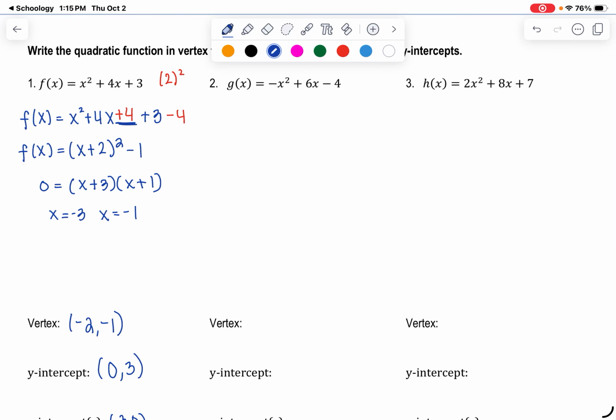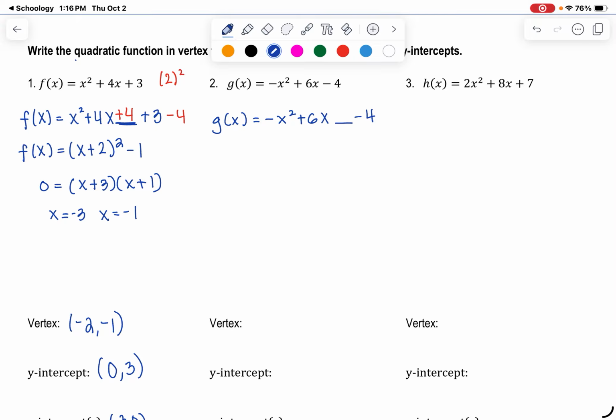All right, next one, I want to get it in vertex form first per the directions. So I have g of x equals, I have -x squared plus 6x, leave a space to complete the square, and then I'm going to move that -4 over. But the problem is I can't complete the square yet, because the lead coefficient is not 1.